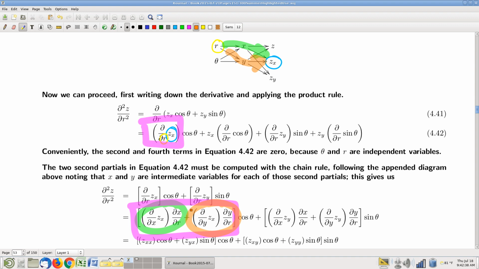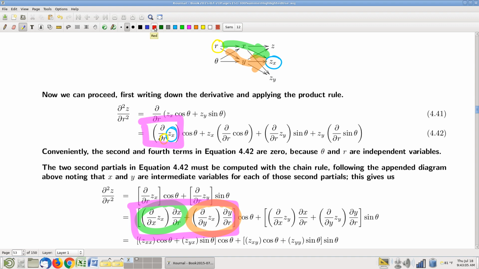Everybody on board? If you just follow this pattern, always think about what's a function of what. Append your diagram. The diagram tells all. The diagram is your friend, right? So be careful in constructing your diagram. Be diligent in referring to and following your diagram, and just slowly and carefully, all these derivatives work out just fine.